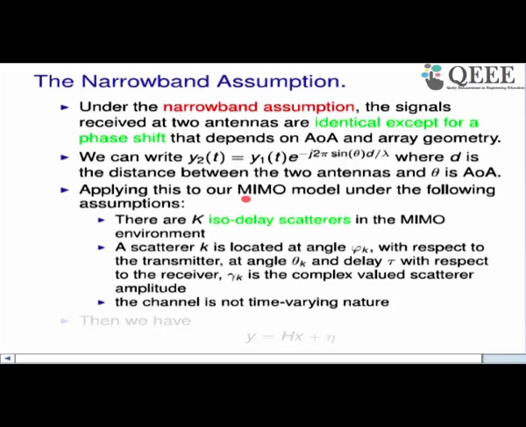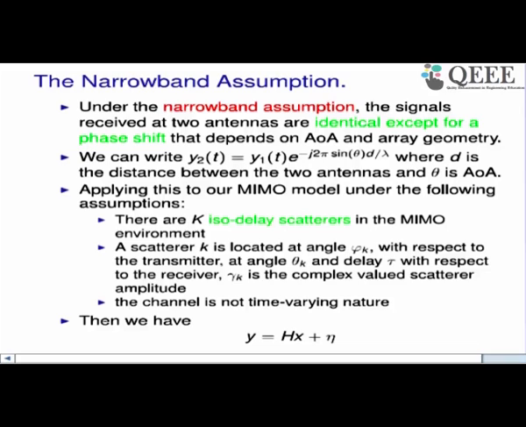Such a channel we can assume is not time varying in nature, so it is going to be constant. Then we get the original model that we got from the flat fading model. You see y is Hx plus eta. The variation in tau is not there because of the narrowband assumption, and the variation in t is not there because we are assuming that the channel is not varying with time, it is constant, or at least it is constant in the duration of interest.